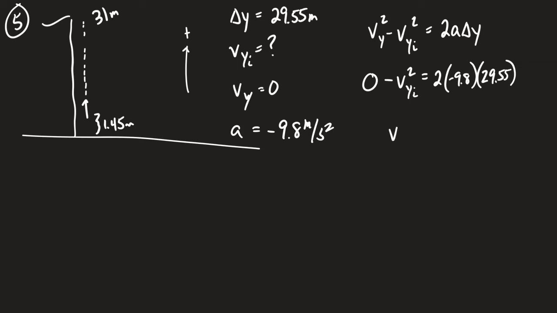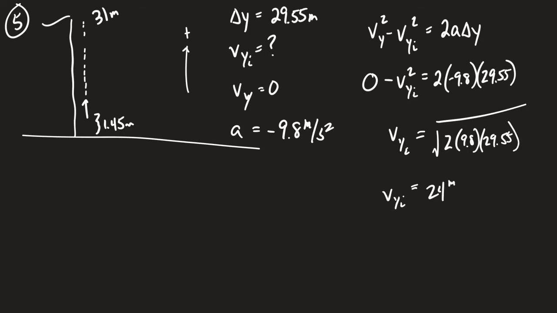So figure out Vy initial. It's probably the square root of 2 times 9.8 times 29.55, which, if memory serves, is somewhere around 24 meters per second. I'd keep some decimal places.